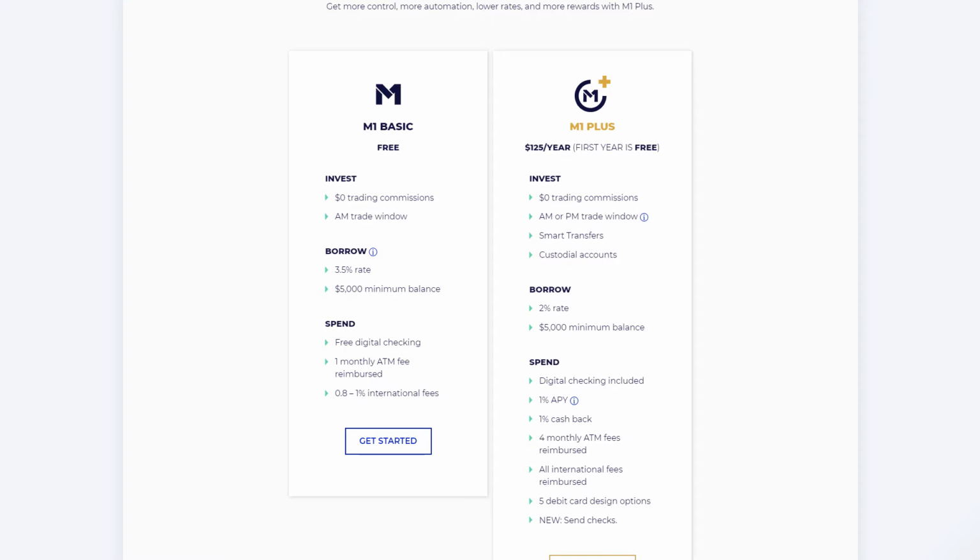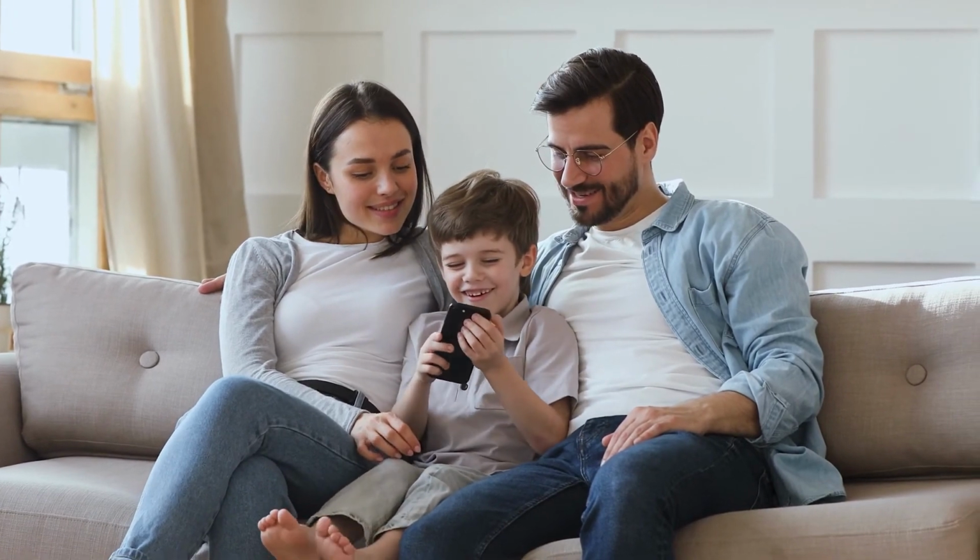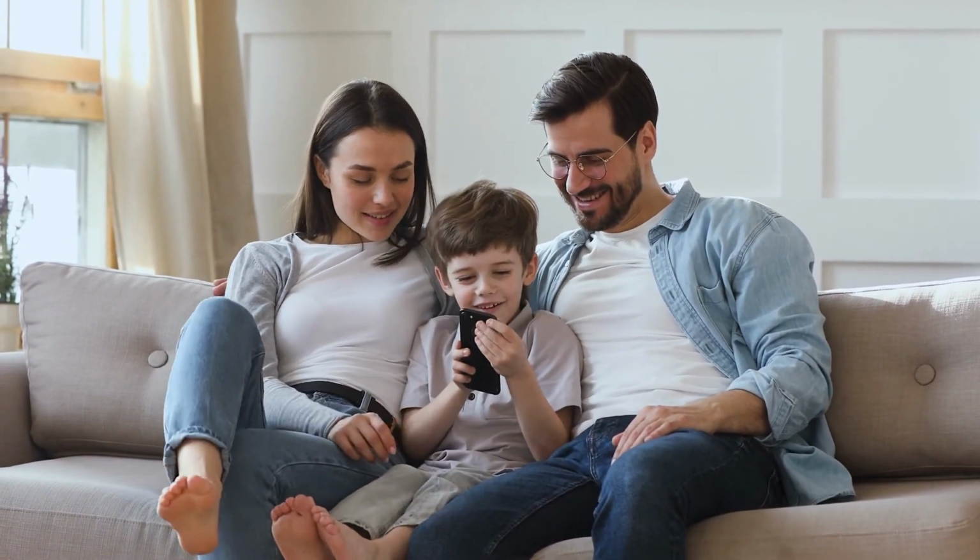For M Plus members, you will get 1% cash back on all purchases and 1% APY on money you have in your checking account with them. As of right now, M Plus is free for 1 year, and after that it costs $125 per year. And you get one more perk I want to mention other than the cheaper interest rate, extra trading window, and the debit card perks. You also get access to custodial accounts for your kids, so you can start showing them how to build long-term wealth and let them get introduced to how the stock market works.